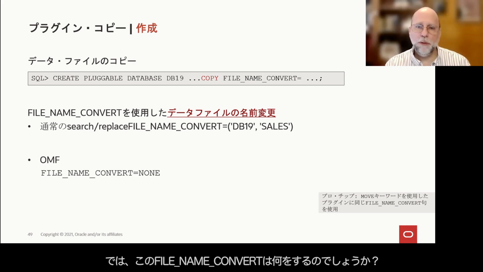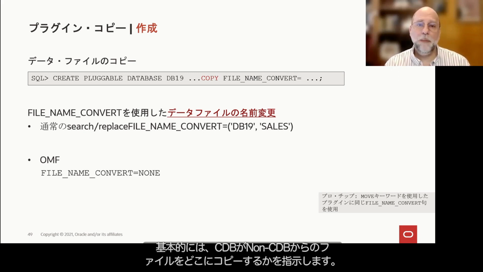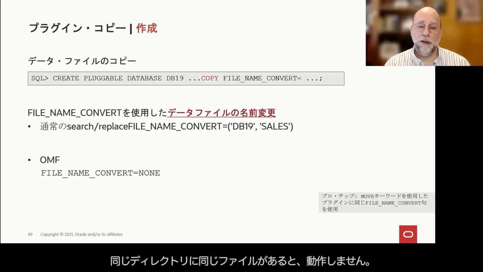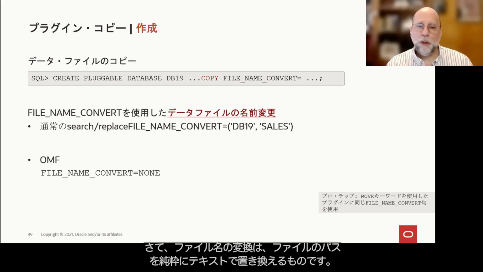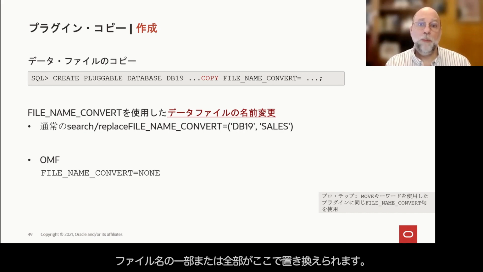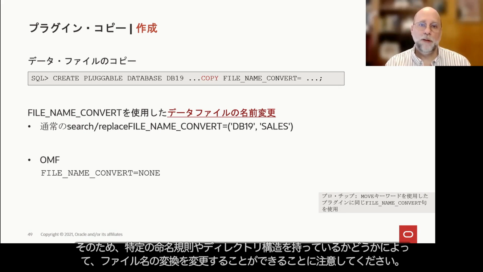So what does file name convert do? Well, it basically tells the CDB where to copy the files from the non-CDB to, because it can't copy them into the same directory. They would have the same files in the same directory. That wouldn't work. So you give it a new location. Now, the file name convert is a pure textual replacement in the path for the files. So this could be a subdirectory. It could be the name of the files themselves that is getting partially or fully replaced here. So be aware that you can play with that file name convert depending on whether you have a particular naming convention or directory structure in your environment.